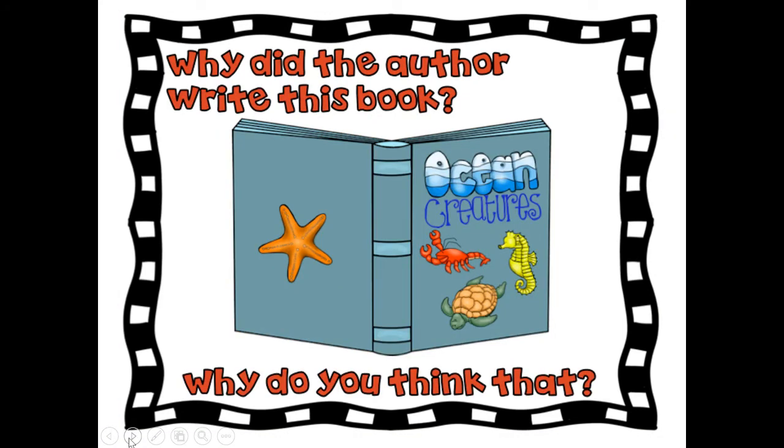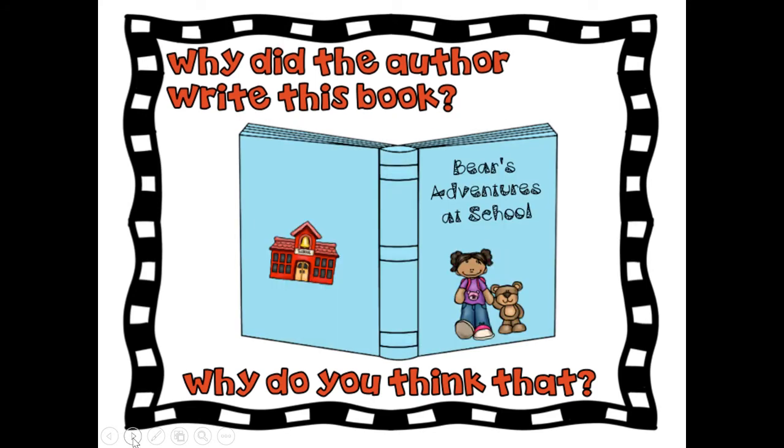Here's an example. Let's see if we can figure it out. Ocean Creatures. Is this author trying to persuade me, inform me, or entertain me? You should say inform. It is giving me information. Here's another one. Why did the author write this book? Bear's Adventures at School. Think about your PIE. Are they persuading and convincing me, giving me information, or is this an entertaining, fun story to read? You should have said entertain. This is a fun story to read.